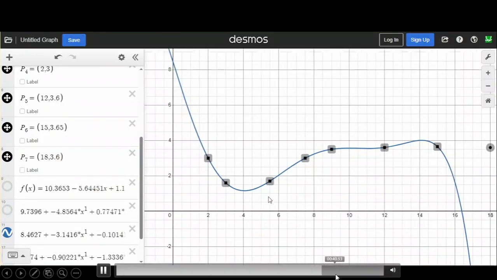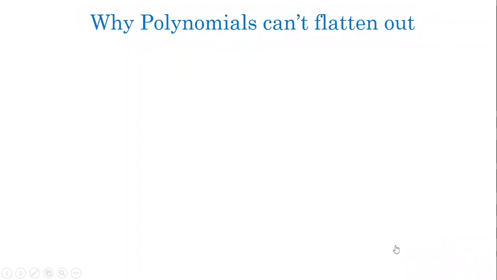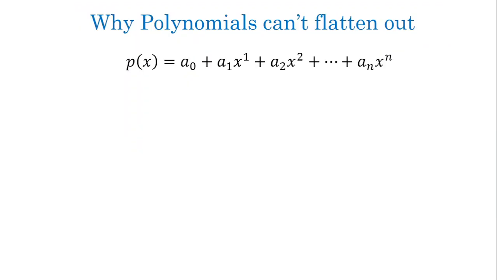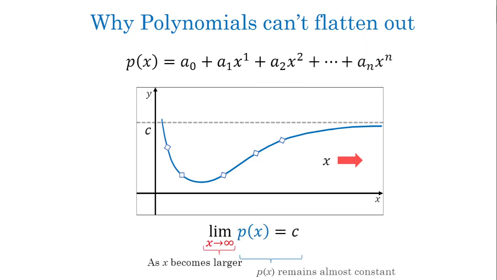An nth degree polynomial looks like this. So, if we want a curve to flatten out to the right, mathematically, that means that as x increases, we want our function to look like a constant function. And this can be written in the language of limits as follows. The limit of p(x) as x tends to infinity equals c, where c is of course a constant. That is what flatten out means mathematically.